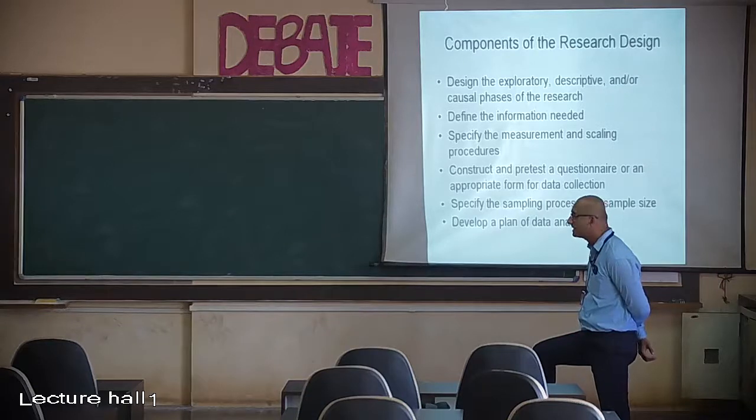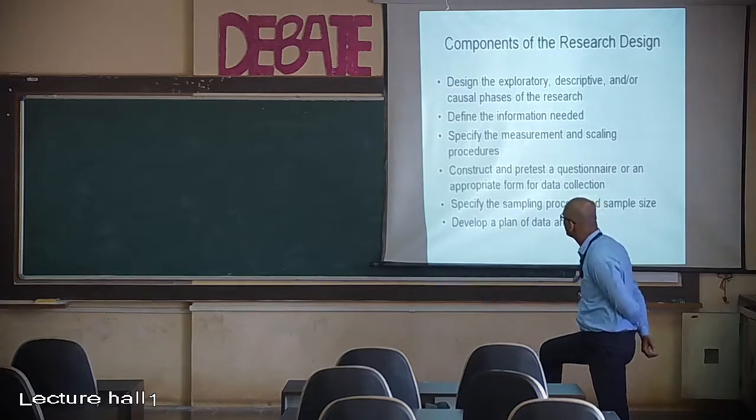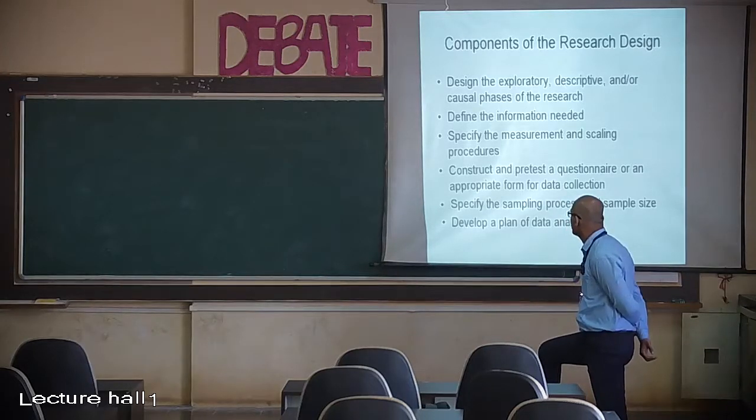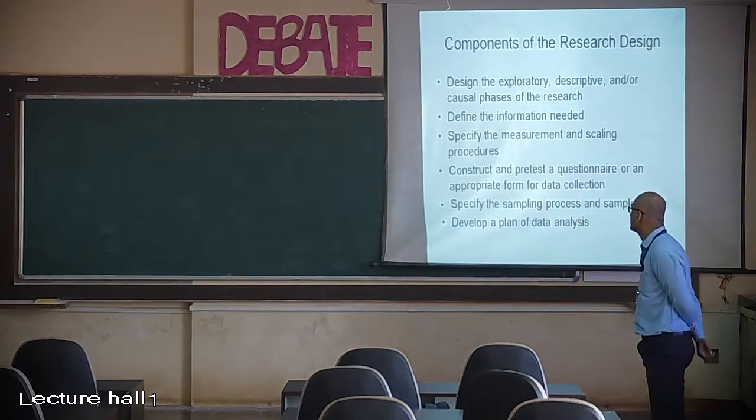So basically, what we are trying to do here is come up with a plan for data analysis. These are some of the components of research design. Research design consists of the basic structure, whether it is exploratory, descriptive, prescriptive or predictive, what sort of design we are adopting. Second, you define the information that is required. Third, you specify the measurement and scaling procedures. Fourth, you construct and pre-test a questionnaire or appropriate form for data collection.